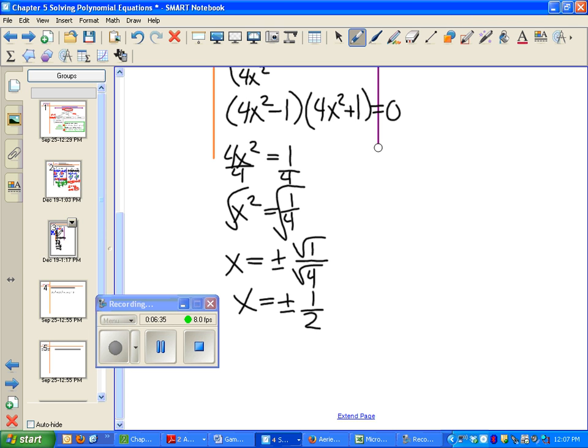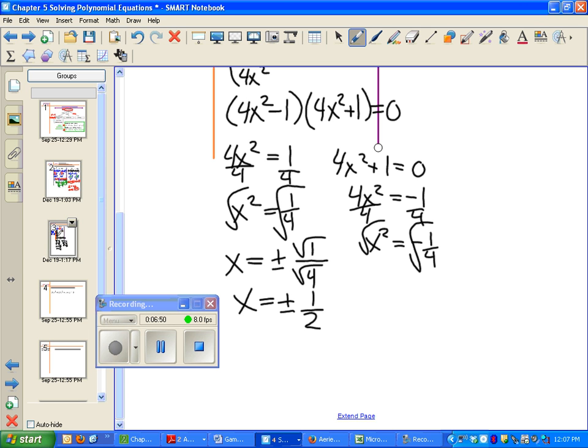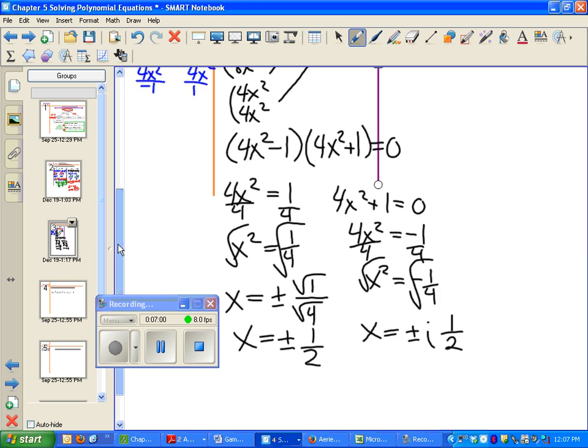This one is not going to be real, but we have 4x squared plus 1 equals 0. I'm going to subtract 1 and get 4x squared equals negative 1. Divide by 4. So I have x squared equals negative 1/4. So when I square root both sides of this, I have x equals plus or minus i times 1/2. Right? So those are my solutions.